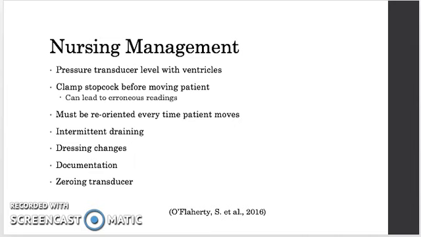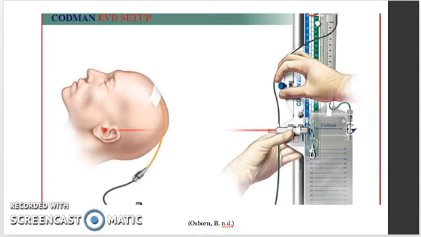And dressing changes are essential because infection is the number one complication of an ICP monitor. So we want to be constantly monitoring the catheter site for signs of infection. And probably another more important nursing management is zeroing the transducer, and this recalibrates the transducer to the monitor, and it avoids getting those too high or too low ICP readings.